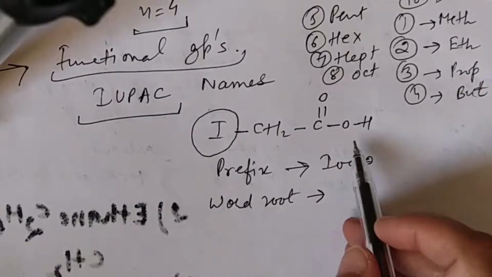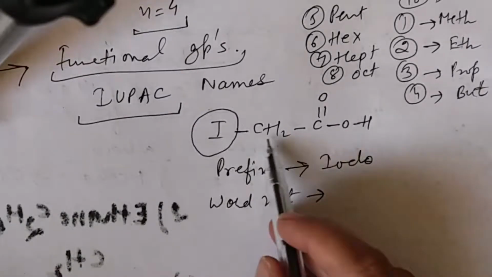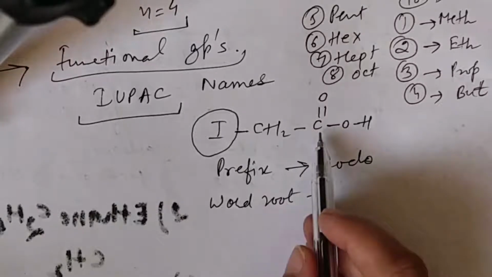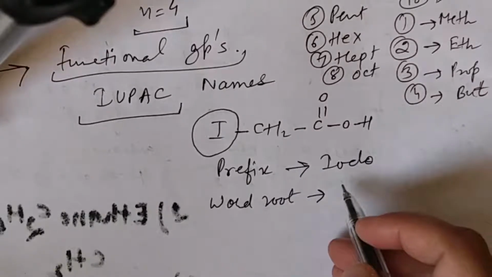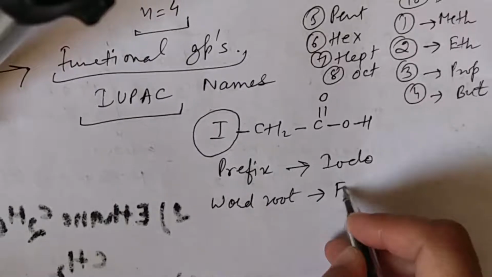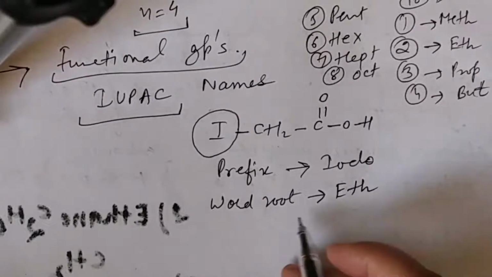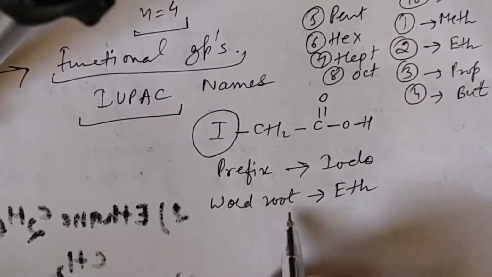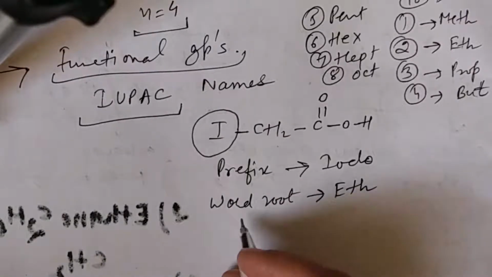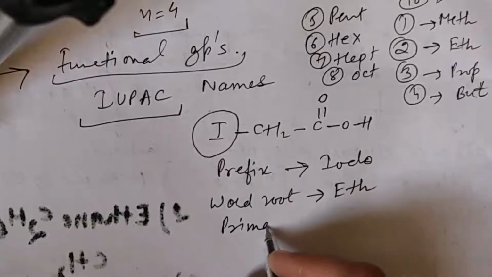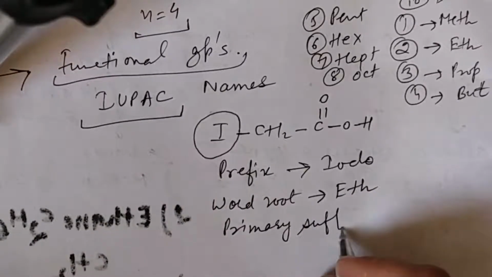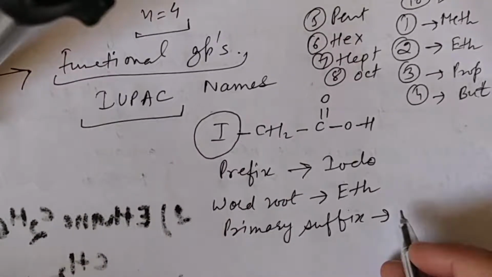So the word root here will be for a 2 carbon atom chain, and you have to write eth. After writing the word root, you have to write the primary suffix. What is the primary suffix here?